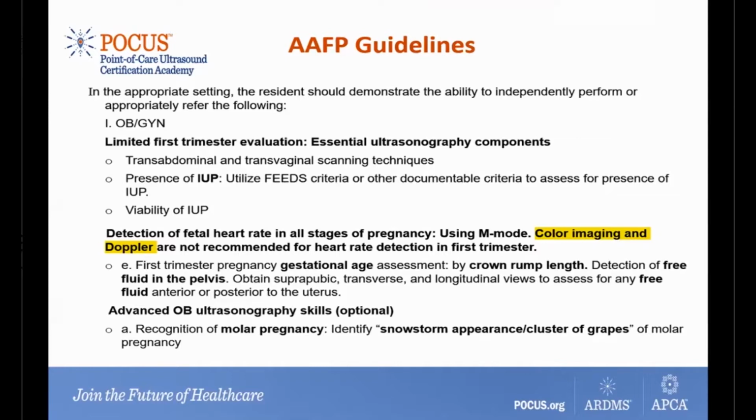Of course, we're going to be looking at gestational age estimation using the crown rump length, and be able to recognize free fluid in the pelvis, and also free fluid around or anterior to the uterus as well. And lastly, we're going to talk about molar pregnancy. And of course, molar pregnancy, as you know, has a typical snowstorm appearance or a cluster of grapes appearance on the ultrasound.